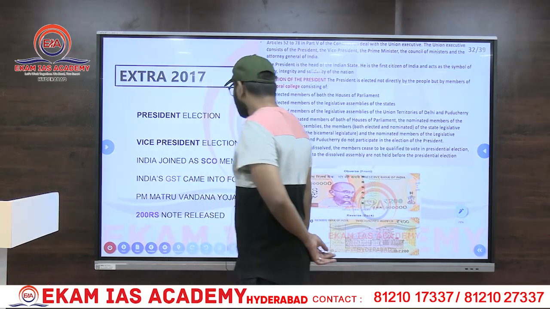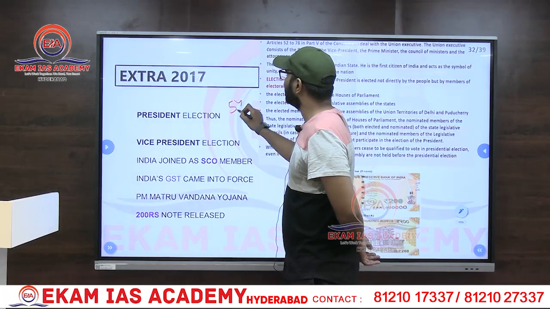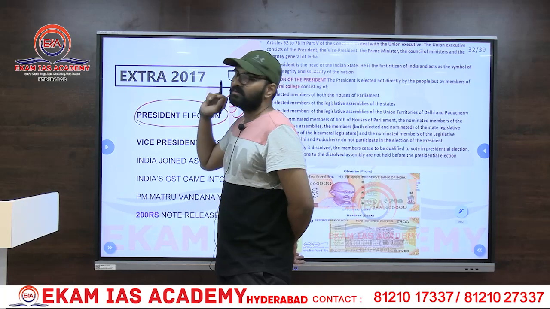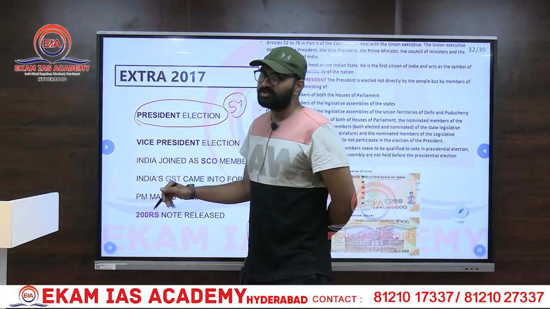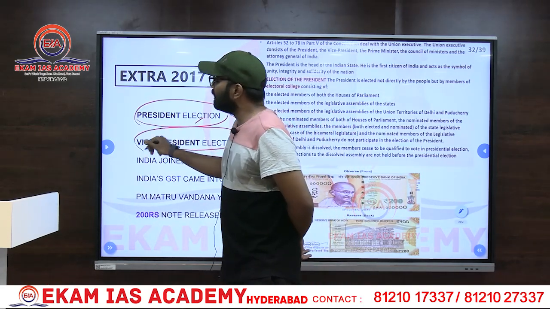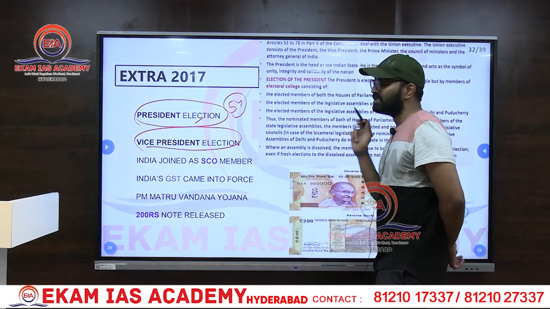Extra, you need to focus on this: it is the 5th year. In 2017, Ramnath Kovind got elected. So this year is the completion of the term of this president and vice president. So there may be a chance of a polity question regarding the president and vice president.